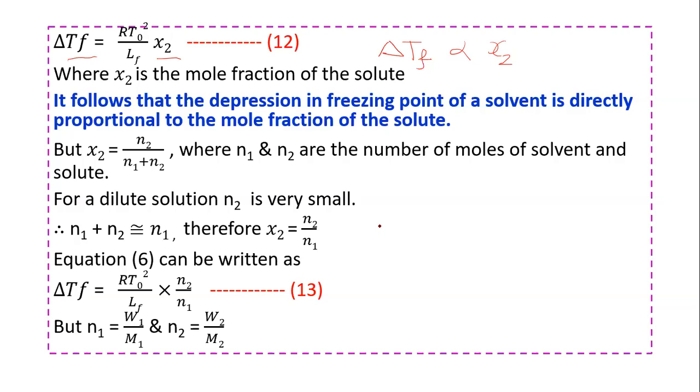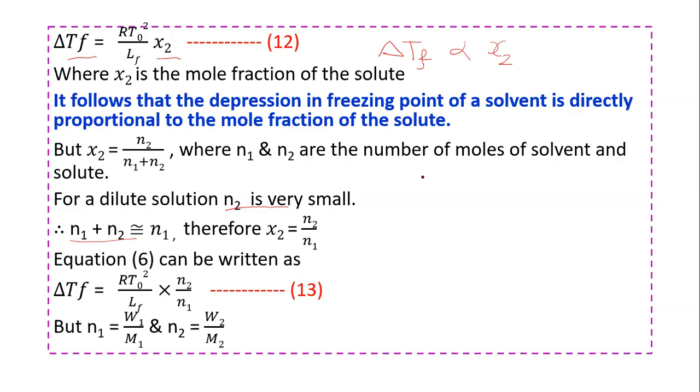Now let us simplify equation 12. In equation 12 we have x2, the mole fraction of the solute. So x2 is equal to n2 upon n1 plus n2, where n1 and n2 are the number of moles of the solvent and solute. For a dilute solution, n2 is very small, because if the solution is very dilute, the number of moles of the solute is very less. So the addition of these two, number of moles of the solvent plus number of moles of the solute, as n2 value is very small.